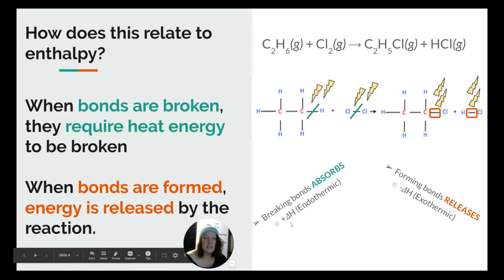And remember, folks, if you have a positive delta H, that means you also have a positive delta T and Q, and the opposite is true for exothermic reactions, where forming those bonds releases energy: negative delta H, negative delta T, and negative Q.